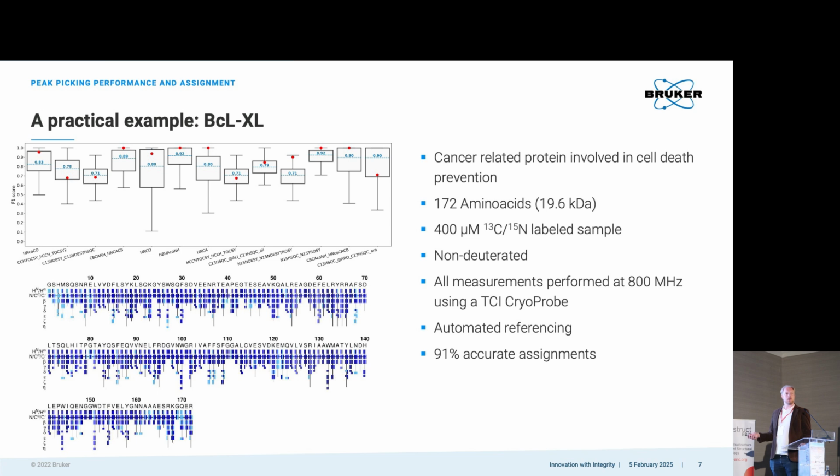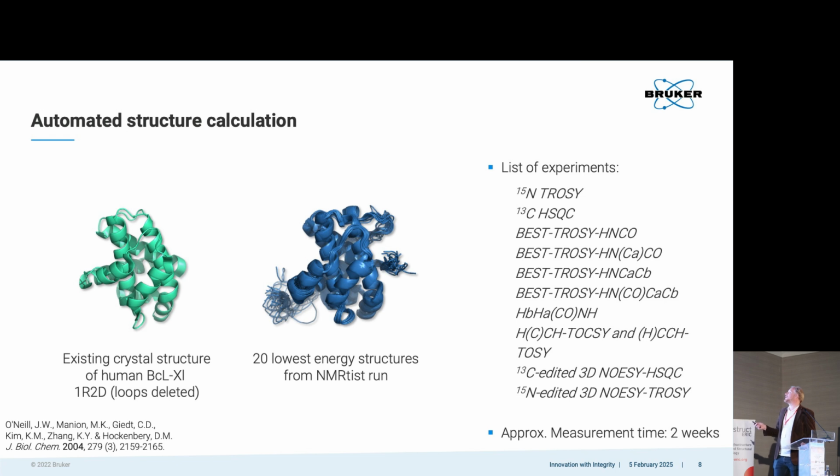Now we followed up by performing the automated structure calculation. But first, let me show you this list of the experiments we used. Without going into too much detail, we have a bunch of experiments that are only used for the assignment, and then we have two experiments that provide actual distance restraints, which are then used for the structure calculation.